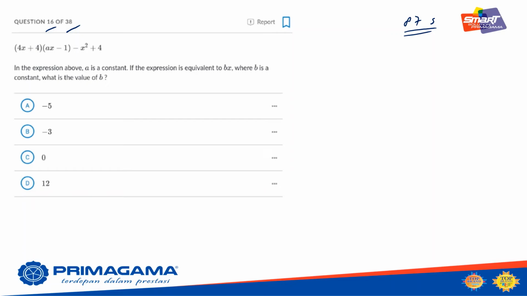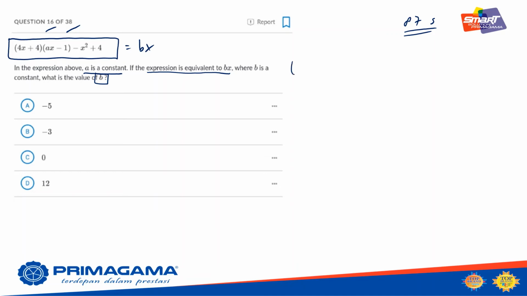But before that, if you notice, this is again a problem of equation, and this is taken from exactly the same practice set. So we can see that equations do appear multiple times in one practice set. So let's try. Here we are given an expression, and we know a is constant, and we know that the expression is equivalent to bx. And the question is, what is b?